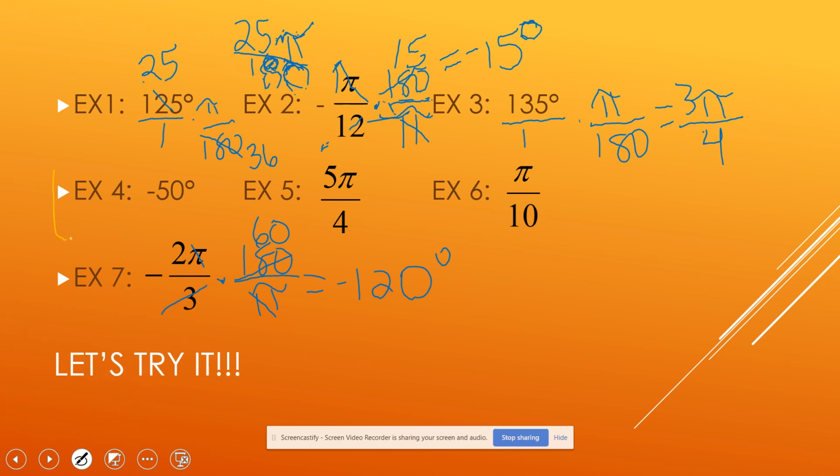For credit tomorrow, let's have you do examples 4 and 5. Try those conversions.